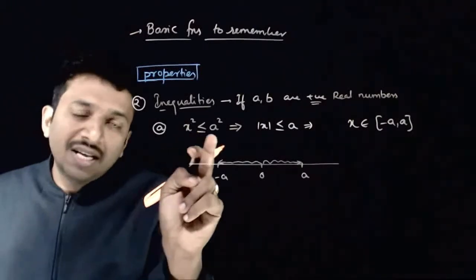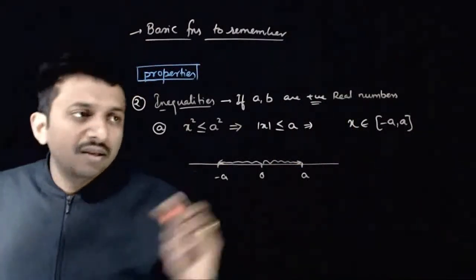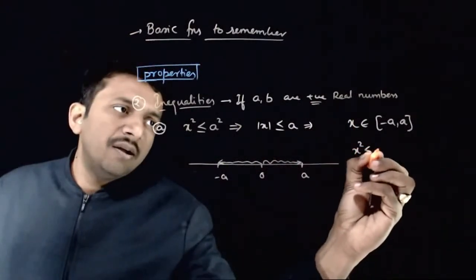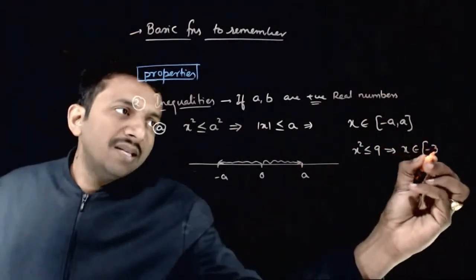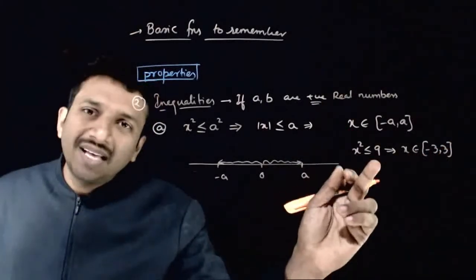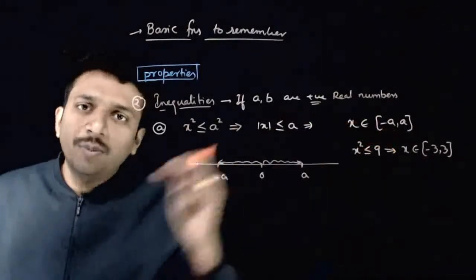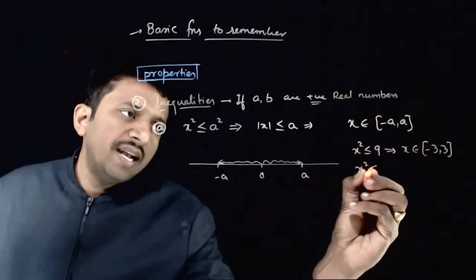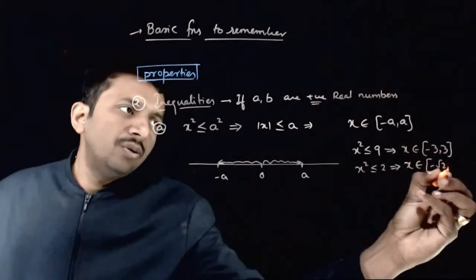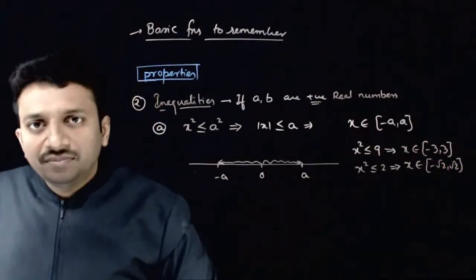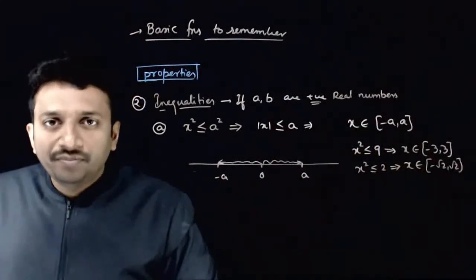So whenever you have x square less than or equal to a square, the answer will be x belongs to closed minus a to plus a. For example, if x square is less than or equal to 9, I can write the answer as x belongs to minus 3 to plus 3, because 9 can be written as 3 square. So x square less than or equal to 3 square implies x belongs to minus 3 to plus 3. X square less than or equal to 2 implies x belongs to minus root 2 to plus root 2, right? Because 2 can be written as root 2 whole square. So minus root 2 to plus root 2.